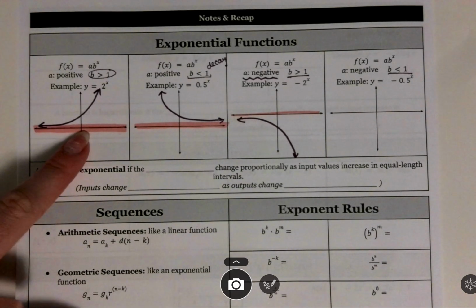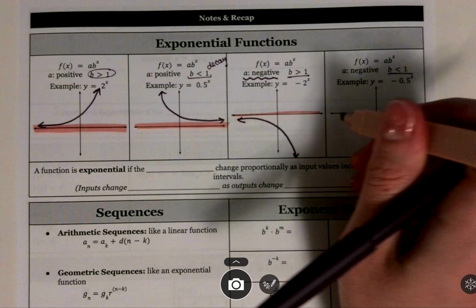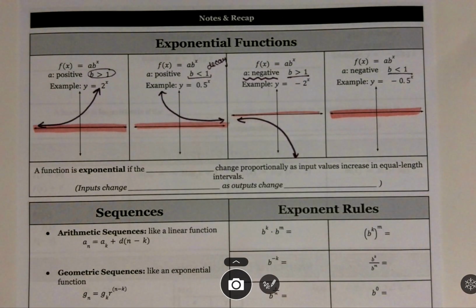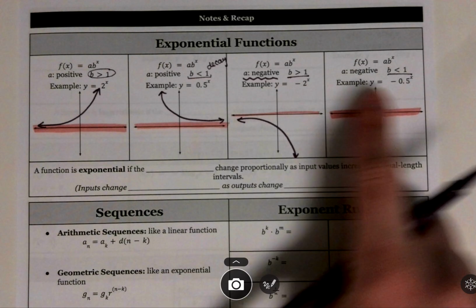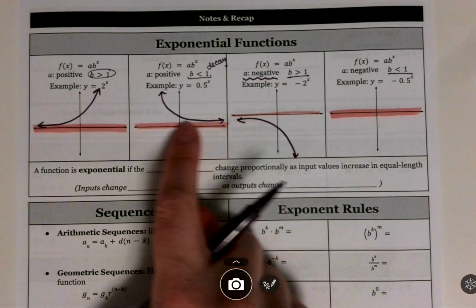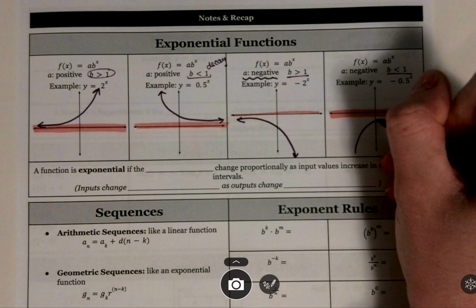Now my graph will look like that. It's like this first one, and I just flipped it. Then for the last one, same thing. Since it's negative, I do have a reflection. Because it's very similar to this one, I'm taking this graph and reflecting it over my x-axis, and so my graph will look something like this.